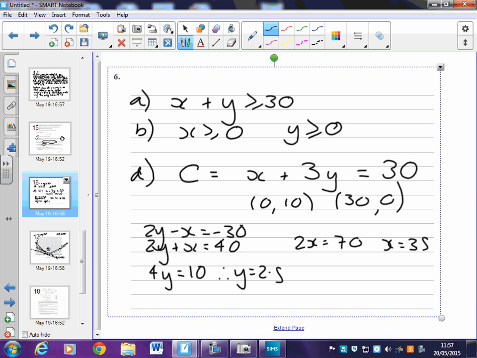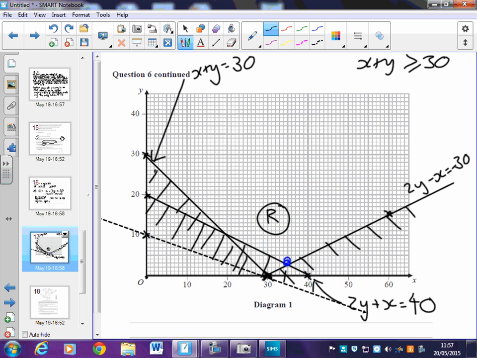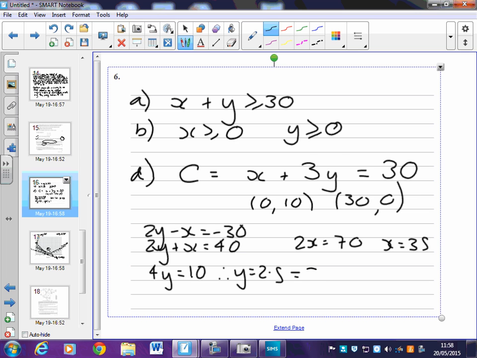Alright, I can't make 2.5 hats, so I need to round it. I'm just going to look at my graph to do it. It needs to stay in the feasible region when I round it. So for this one, I'm going to have to round it up, because if I rounded it down, it wouldn't be in the feasible region anymore. So I'm actually going to make that y equal to 3.